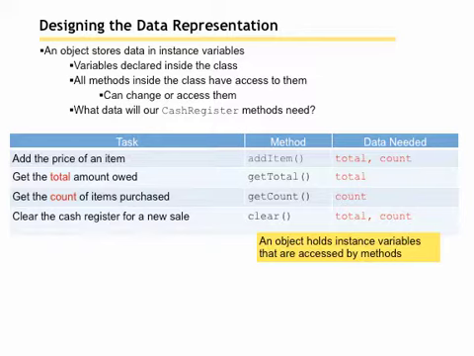What data will our cash register methods need? They need the price of the item. If we're going to add the price of an item, we need to access the total, as well as the count, because if we're adding the price of an item, we want to make sure that we increase count by 1 because we're adding an item. We want to get the total of the amount owed, we want to get the count of the items purchased, and then we want to be able to clear the total and count.